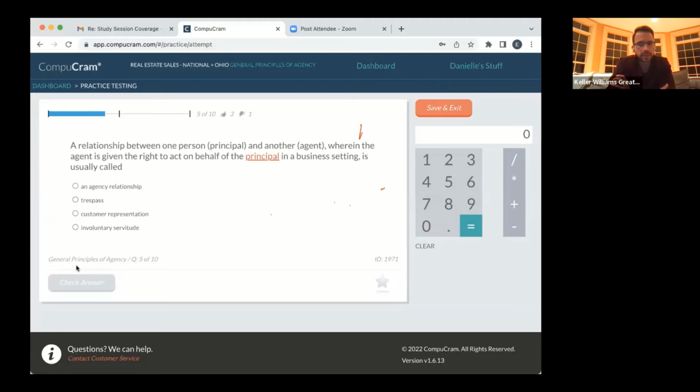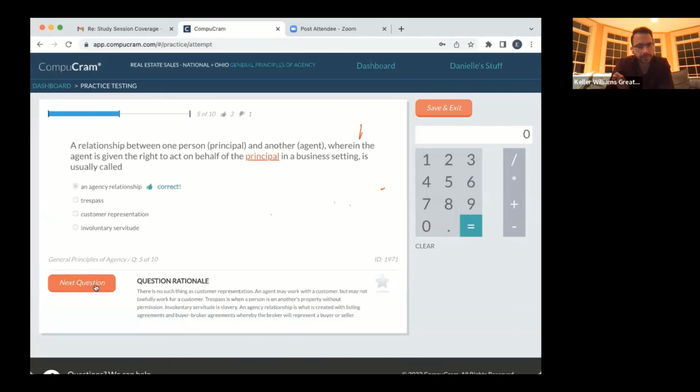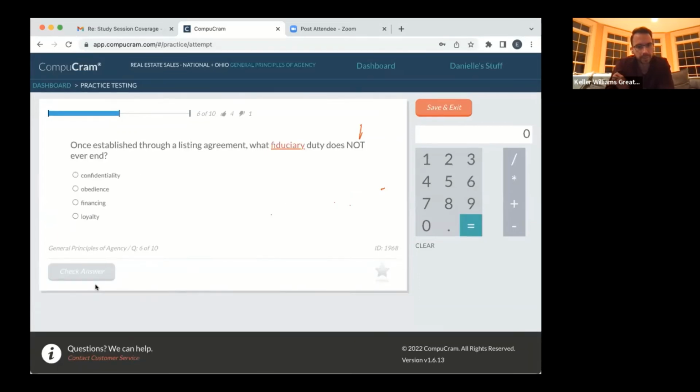Next question: a relationship between one person, the principal, and another, an agent, wherein the agent is given the right to act on behalf of the principal in a business setting is usually called A, an agency relationship, B, trespass, C, customer representation, or D, involuntary servitude. A is correct. Looks like we all had that one.